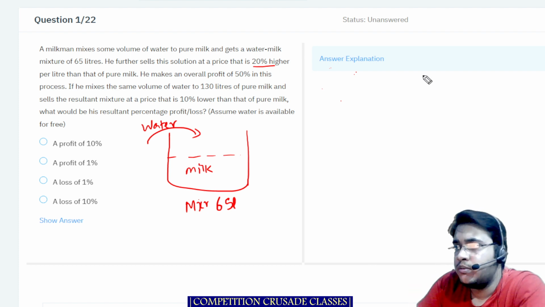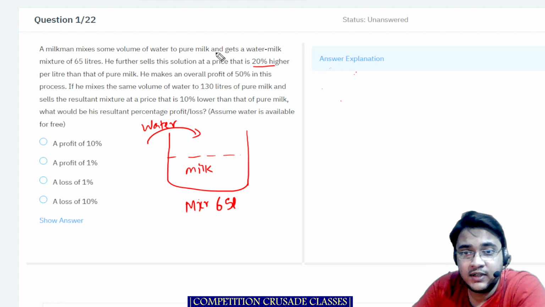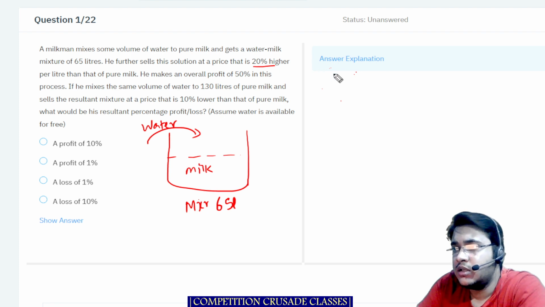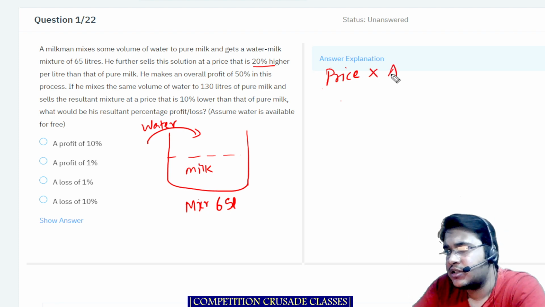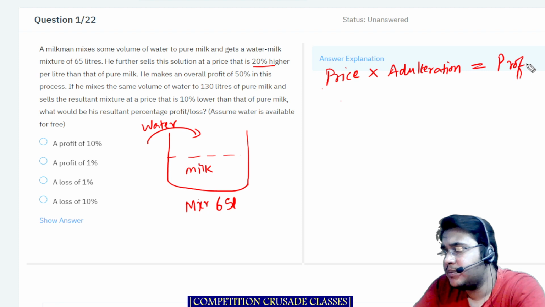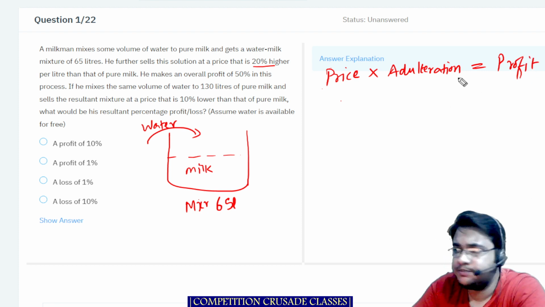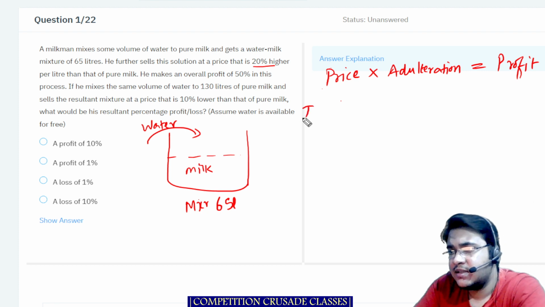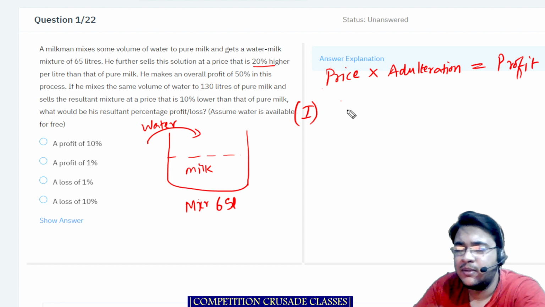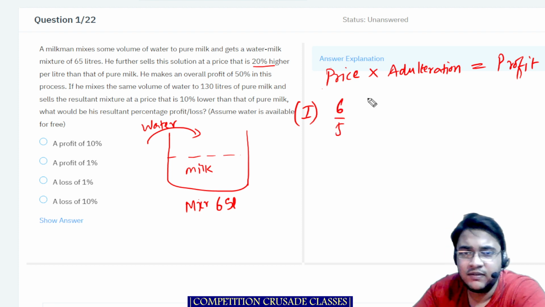So what is the component of profit? There are two components I have realized. The first one is of course the price that gets increased or decreased, and the second one is the adulteration, that end up making some profit for me. Okay, so in the first case the price gets hiked by 20%, that is 6 by 5. The multiplying factor is 6 by 5.